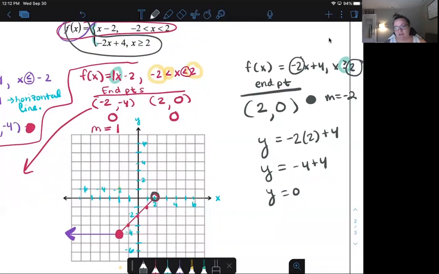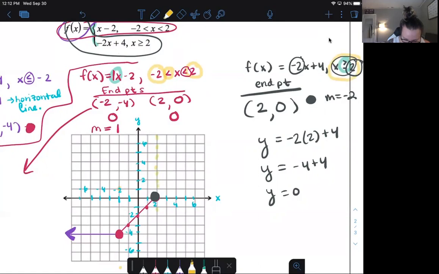Now for the second function, that was an open circle, but because it's a closed circle for the third function that we're graphing, we are going to go ahead and fill that in because it's included in this third piece. So we know that it's included in our original piecewise function. Now let's use our slope to find the rest of the points on this line. Now remember, we want x is greater than or equal to 2.